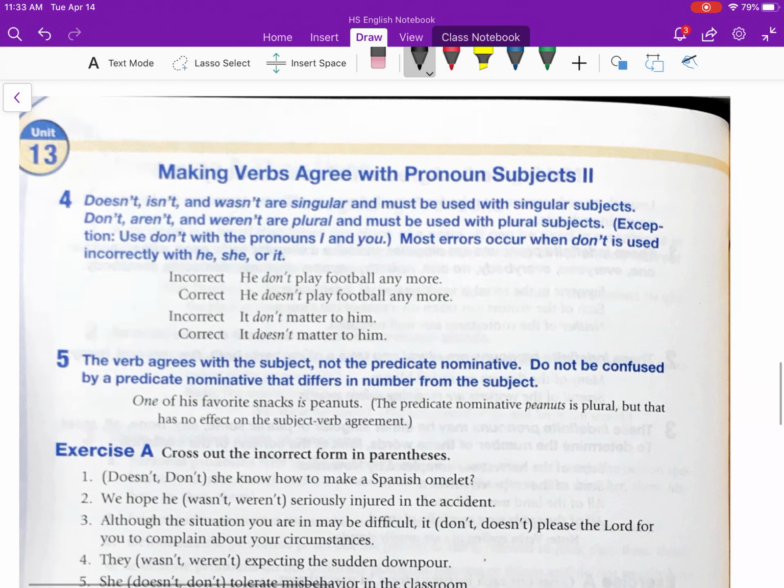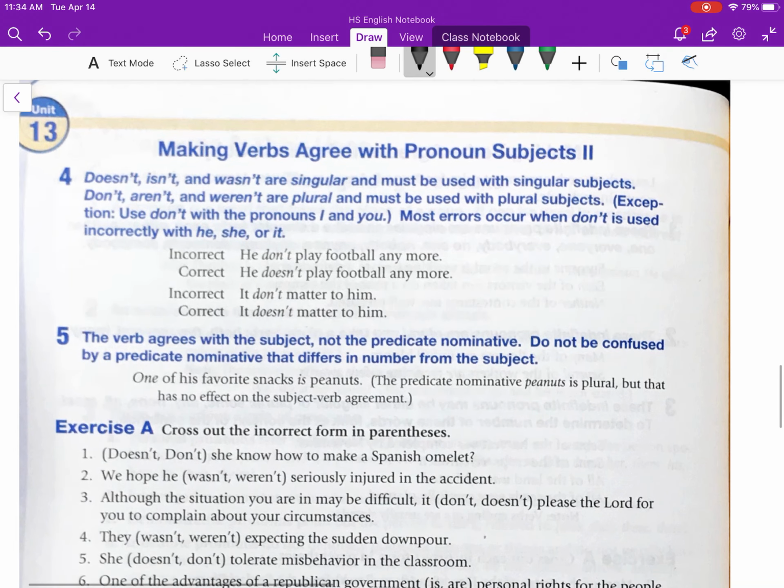All right, finally, let's move on to page 177. Whew, on to a clearer picture. Okay, got 2 rules here to take a look at. Number 4, doesn't, isn't, and wasn't are singular and must be used with singular subjects. Don't, aren't, and weren't are plural and must be used with plural subjects. Exception. Use don't with the pronouns I and you. Most errors occur when don't is used incorrectly with he, she, or it.